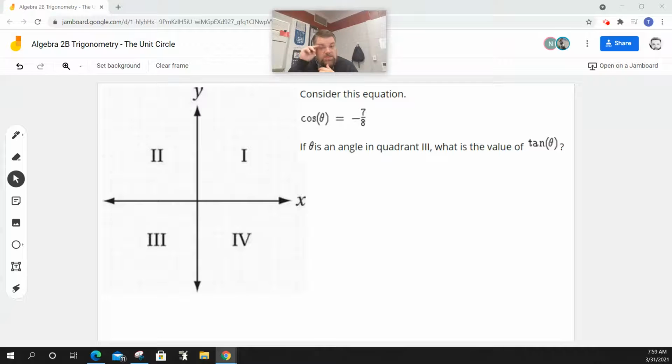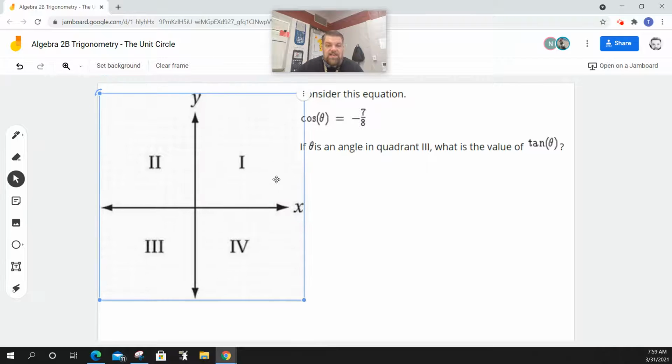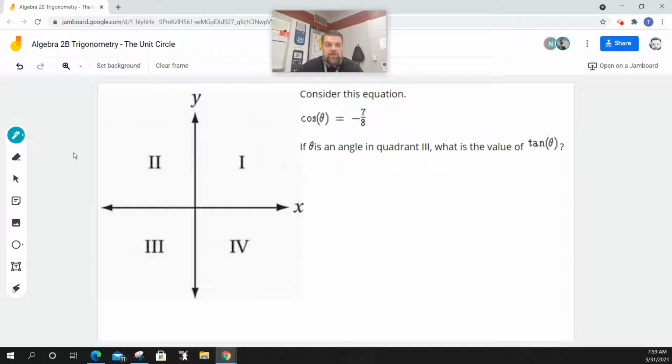All right, so now for this one, we've got cosine of theta equals -7/8, and then it asks us if theta is in quadrant 3, what is the value of tangent? So basically, when it says it is in quadrant 3, remember that when we do all this angle business, this is 0 degrees. We're going to rotate counterclockwise, so this is quadrant 1, quadrant 2, quadrant 3.